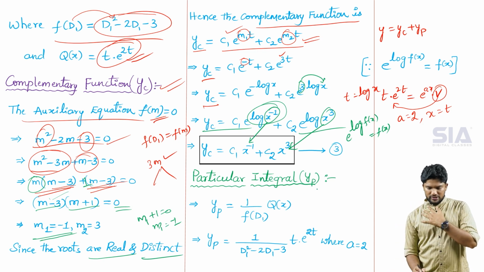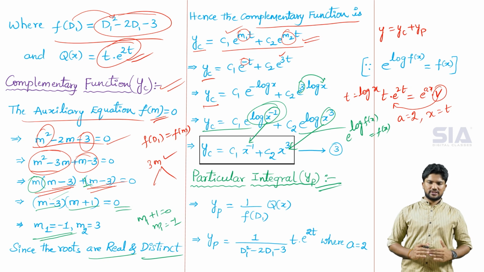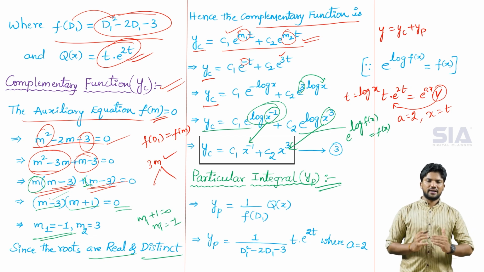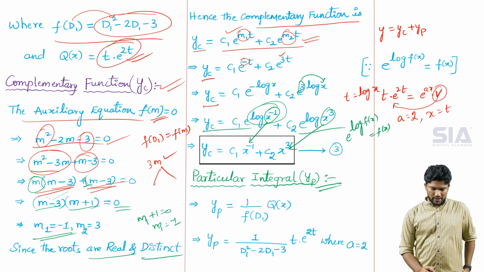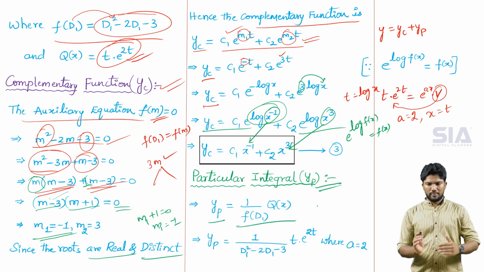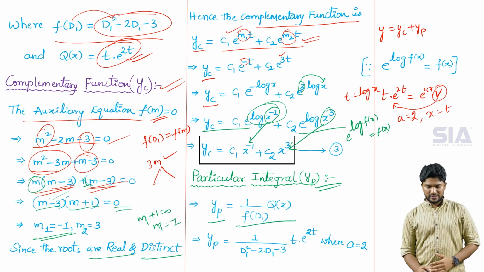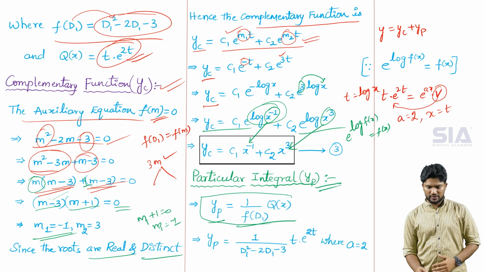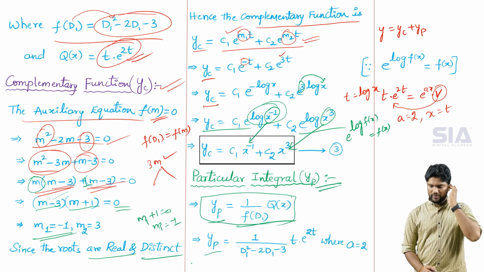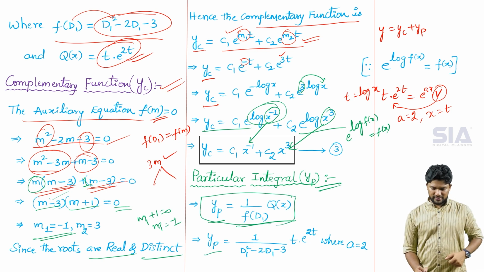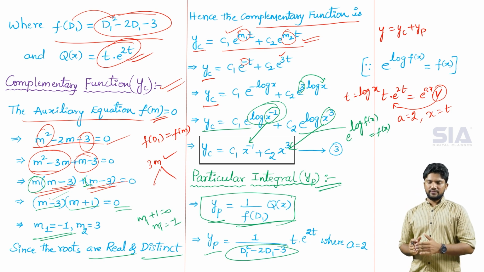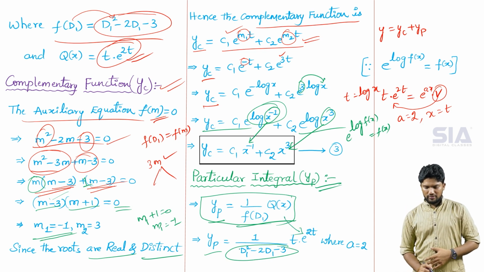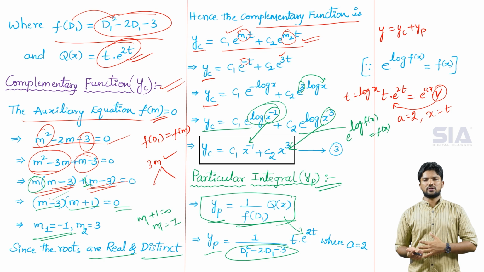Now come to the particular integral or particular solution. So particular solution we can indicate with y suffix p. Observe the RHS part of equation number 2. That is, y suffix p is equal to 1 by f of D1 into Q of x. This is the general equation to find that particular solution. So y suffix p equal to, substitute the corresponding values. What is the f of D1 value? D1 square minus 2D1 minus 3, into Q of x value, that is t into e power 2t.